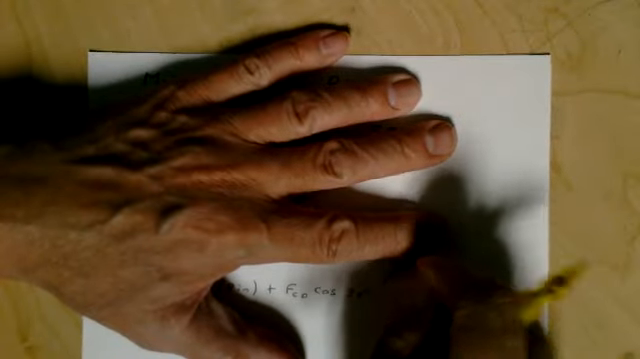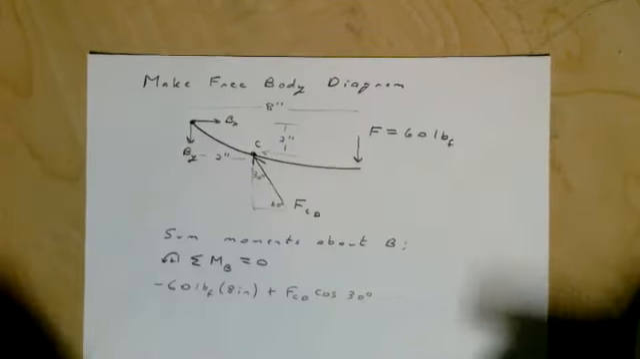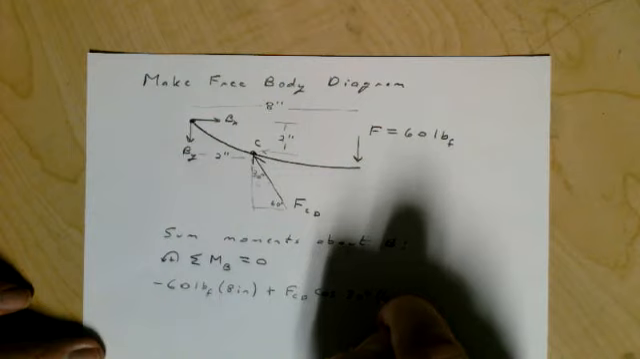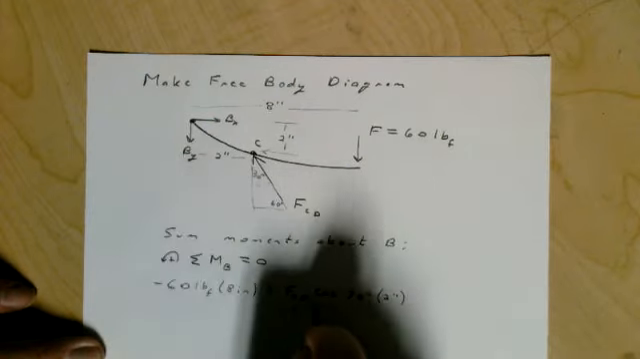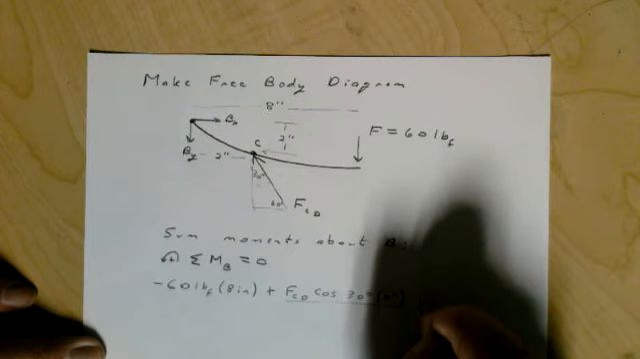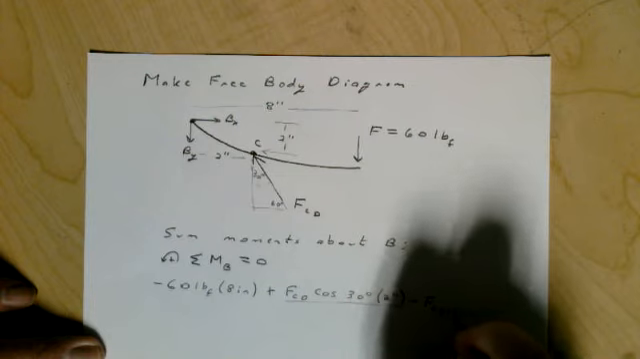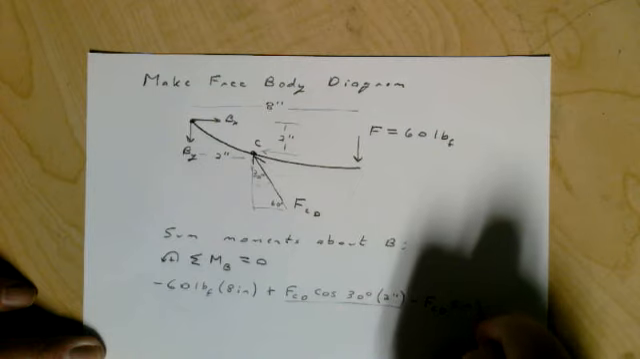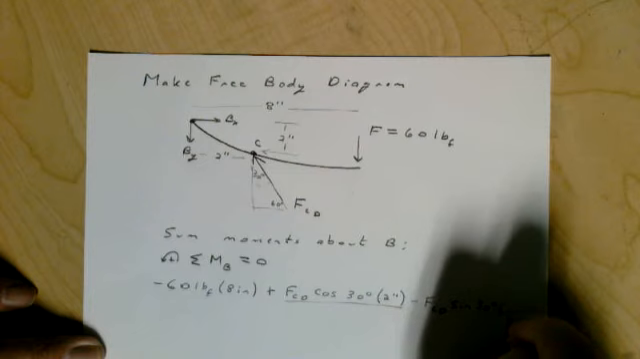Oh, you know what? On this last one, I left off the moment arm. Let me fix that. The moment arm was 2 inches here on that last one. So that one should have been like this. Then minus FCD sine 30 degrees. And then the moment arm there, once again, is 2 inches.